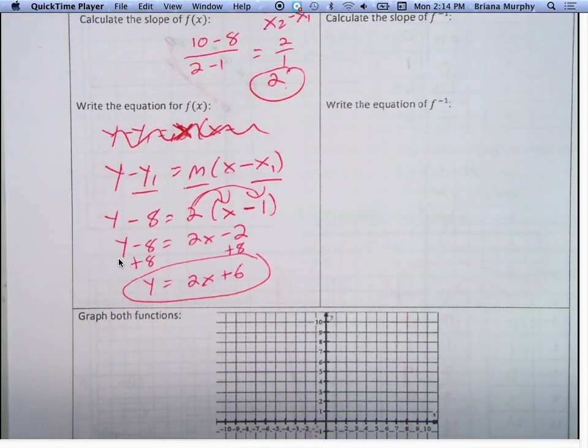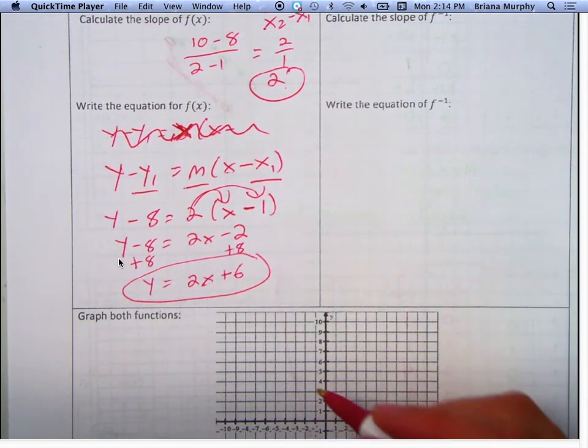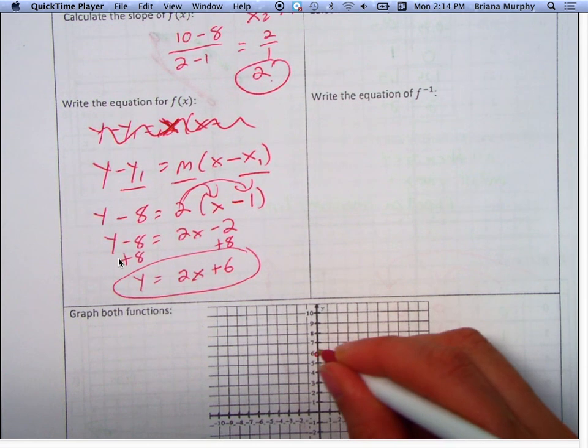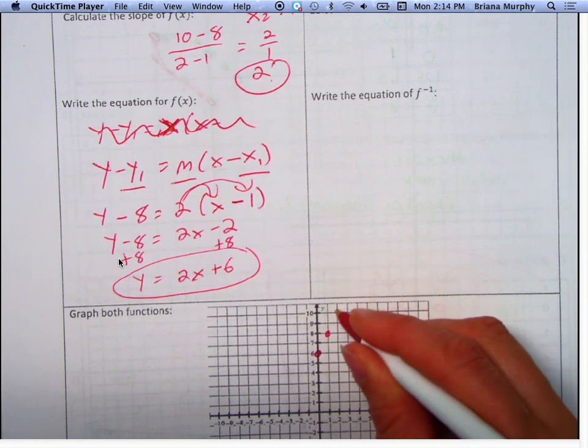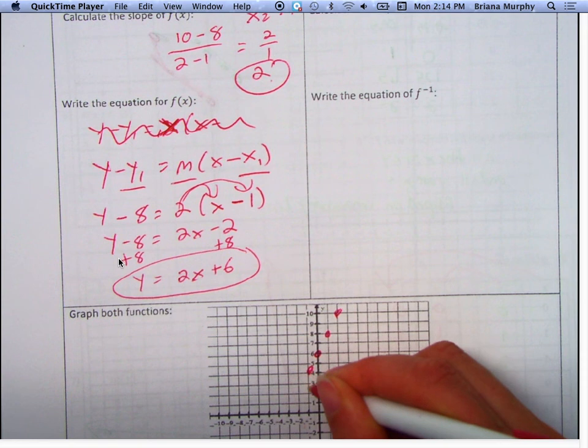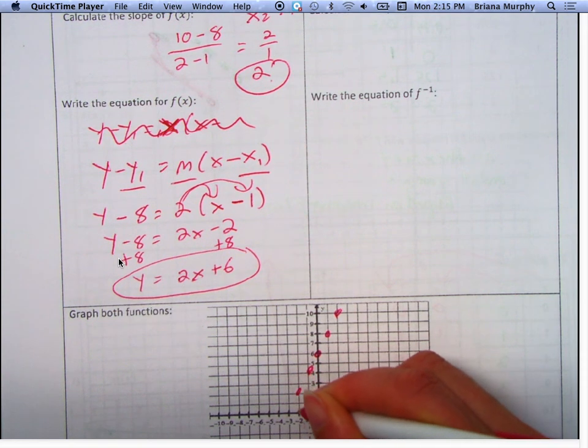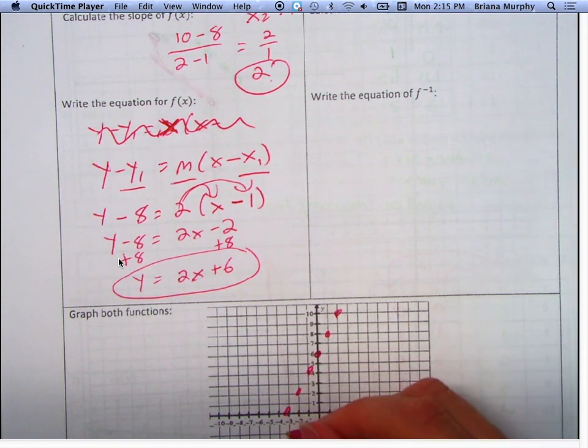So far, so good? Yeah. And then I'm going to graph that function. I'm going to put a dot at 6. Means I go up 2 over 1, up 2 over 1, or down 2 over 1, down 2 over 1.